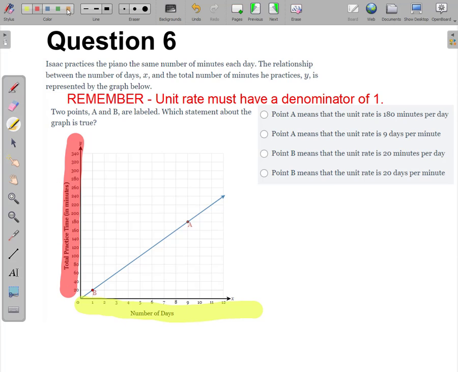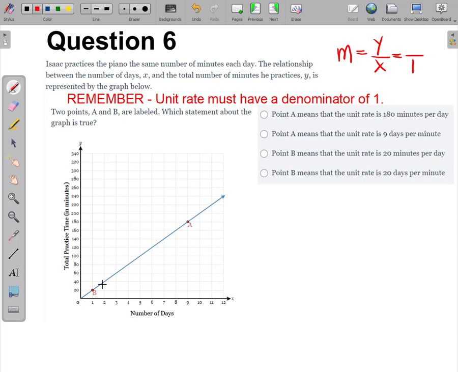Just a quick review. Before we get started, I want to give you a hint. Remember, unit rate must have a denominator of 1. So most of the time, at least when we were dealing with slope, our m would be written as y over x. And I'm simply reminding you that when we have a unit rate, this x value has to be a 1. It just has to. So by definition, unit rate must have a denominator of 1.